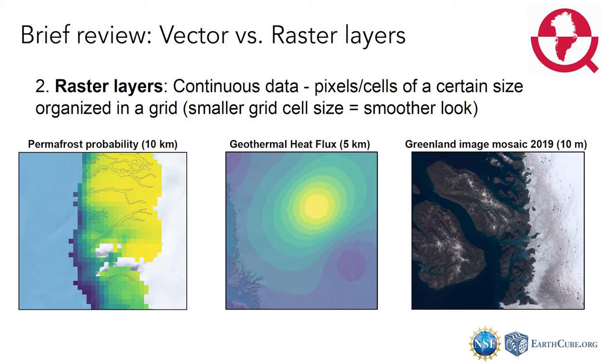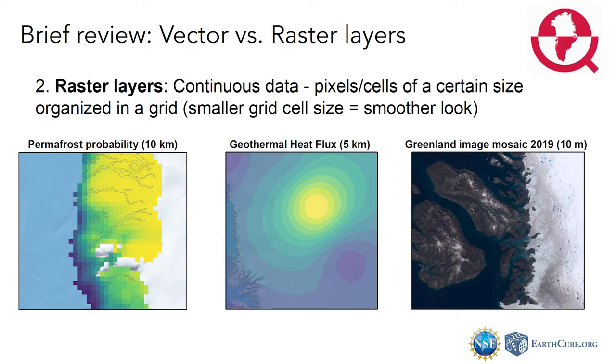Here are 3 examples from the QGreenland data package to show you the different kinds of resolutions. In each of the raster layers in QGreenland, we always make sure to associate a resolution with it. This tells us that in the permafrost probability dataset, the grid cell sizes are 10 kilometers by 10 kilometers. It's a pretty coarse scale.